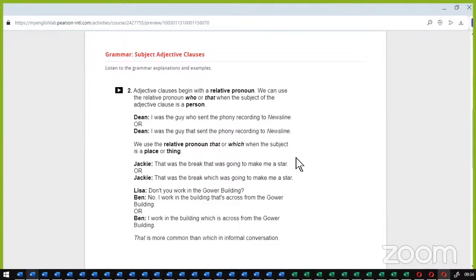We use the relative pronoun that or which when the subject is a place or thing. Jackie, that was the break that was going to make me star. Or that was the break which was going to make me star. Lisa, don't you work in the Gower building? Ben, no, I work in the building that's across from the Gower building. Or I work in the building which is across from the Gower building. That is more common than which in informal conversation.